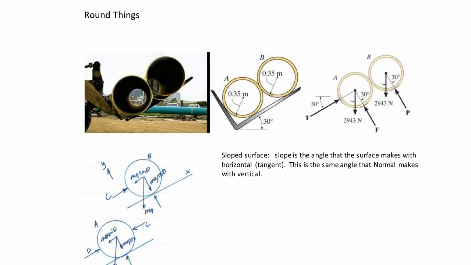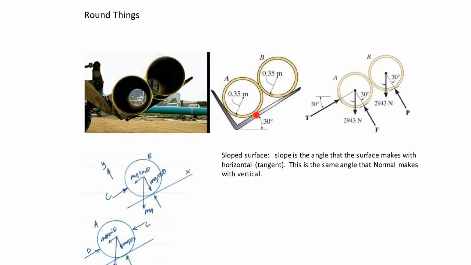Second thing about round things is there's usually something holding it up, and that normal force will be perpendicular to the contact surface, right there. Because it's round, that contact force goes through the center of gravity. So the line of action of the contact force is going to go through the center of gravity on this side. The same thing over here.